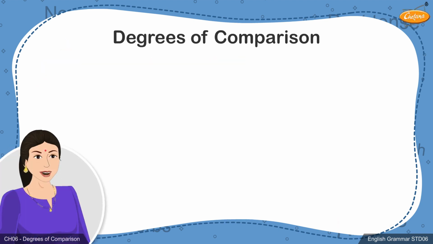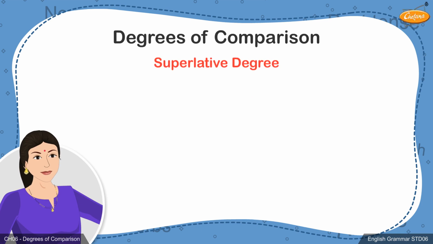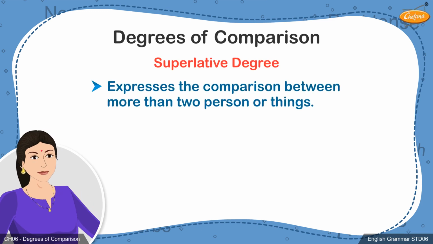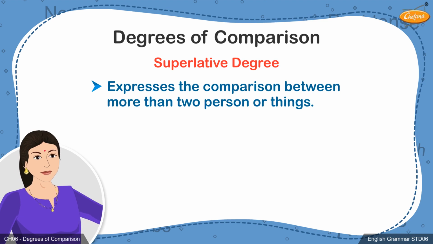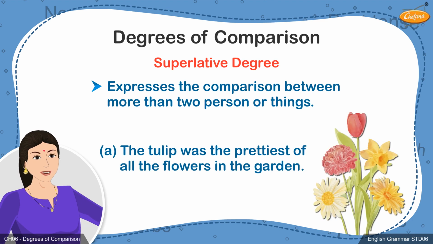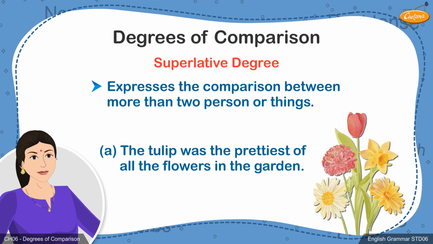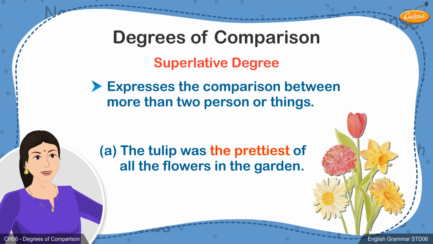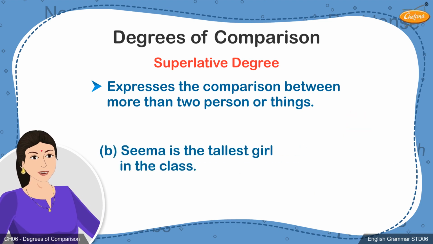The last degree is superlative degree. Superlative degree expresses the comparison between more than two persons or things. For example, A. The tulip was the prettiest of all the flowers in the garden. Here, there is a comparison among many flowers and we are stating that amongst all those flowers, the prettiest is the tulip flower.